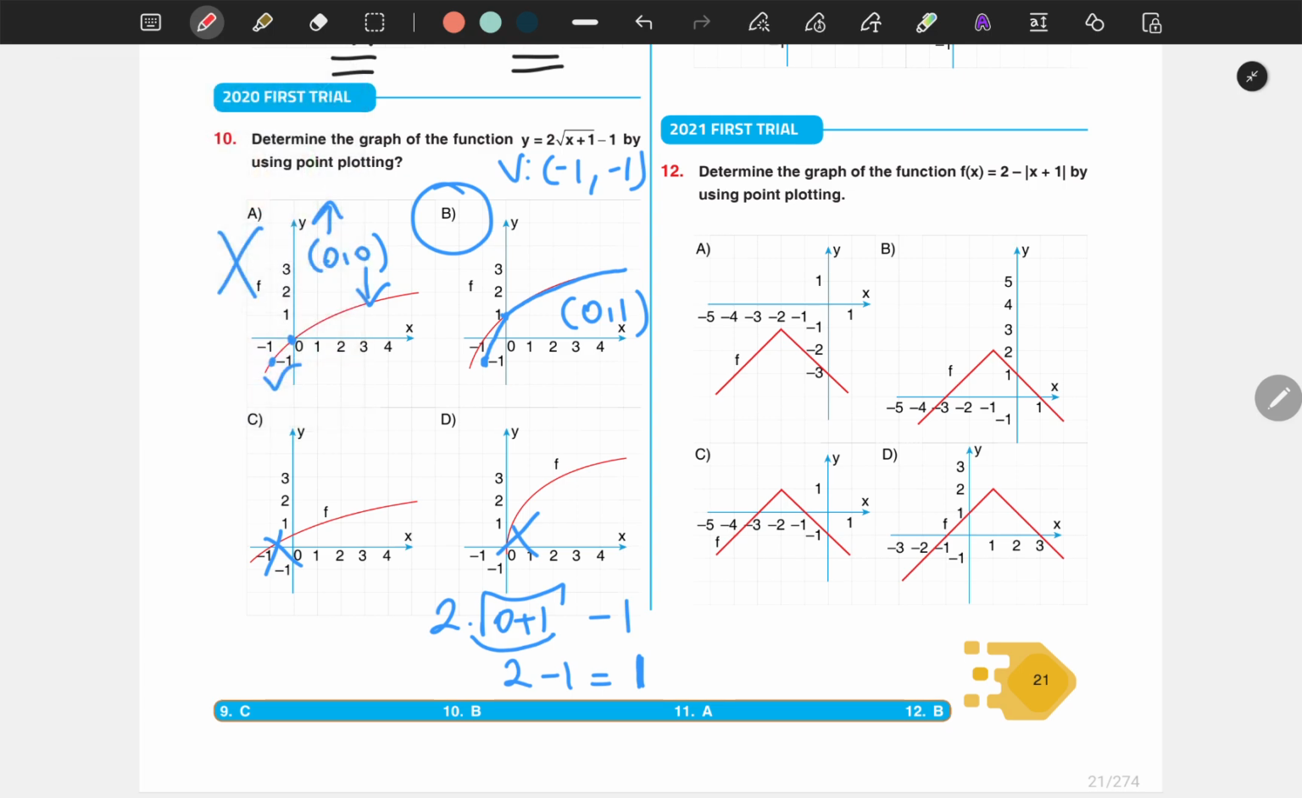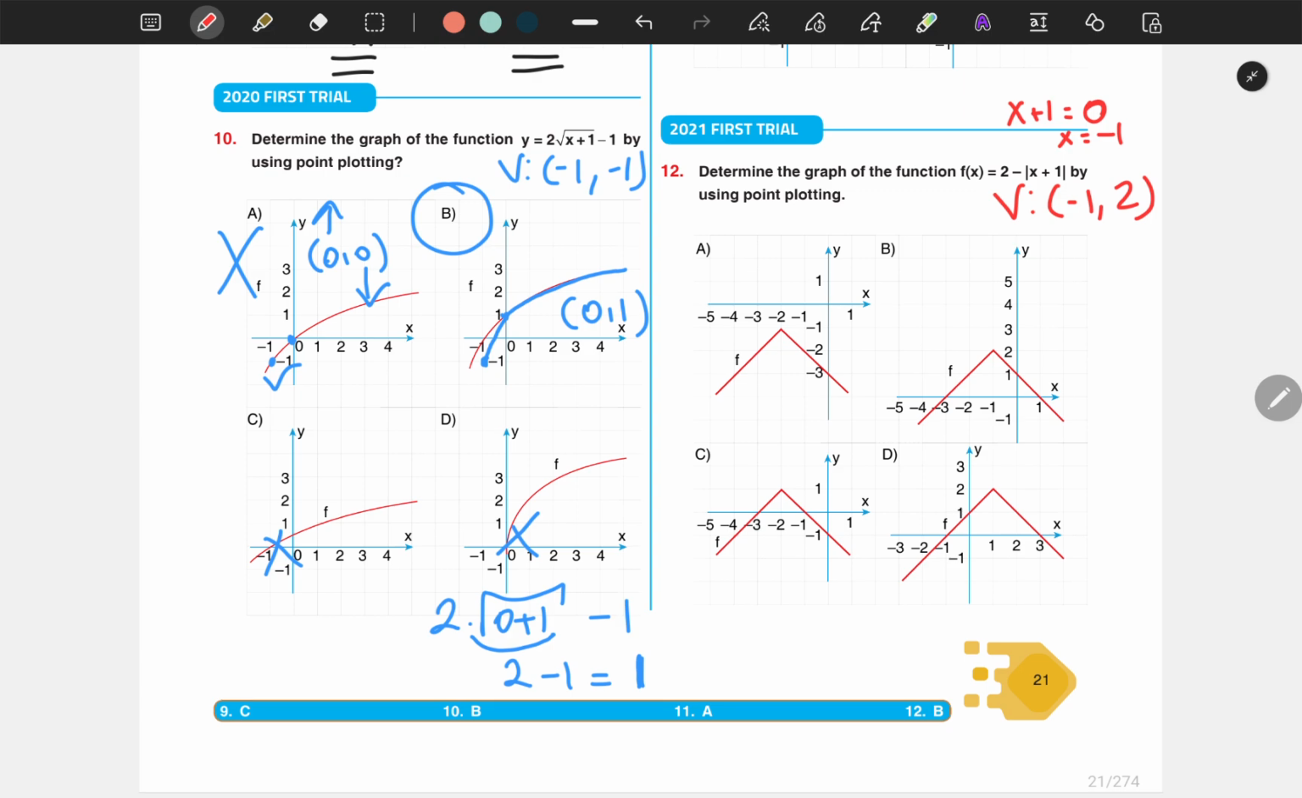Well, the next question, determine the graph of the function. So you see this, the sign in front is negative, all of them are downward. What's my vertex? X is -1, y is 2. How do I know that x is -1? If x plus 1 is equal to 0, x equals -1.